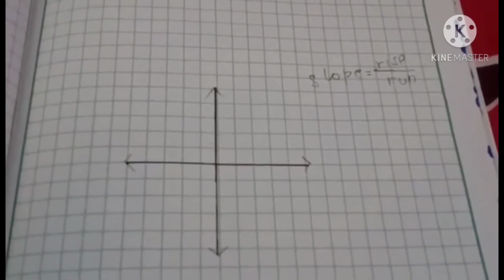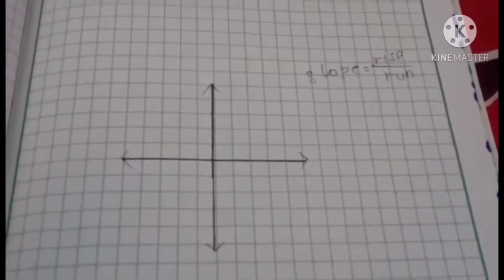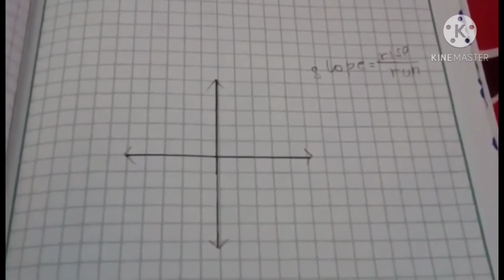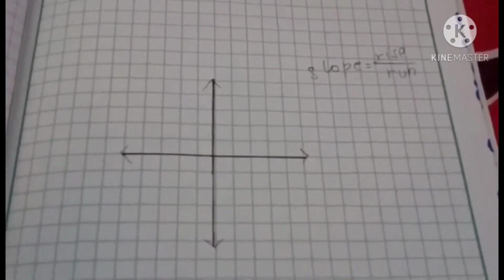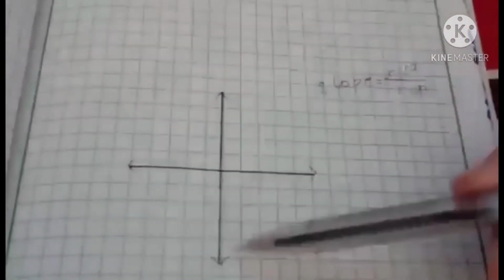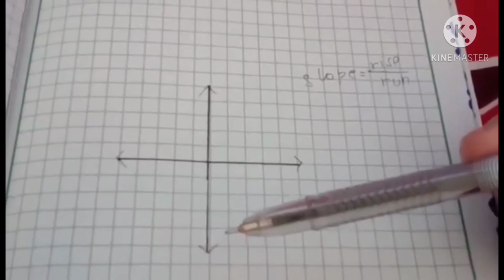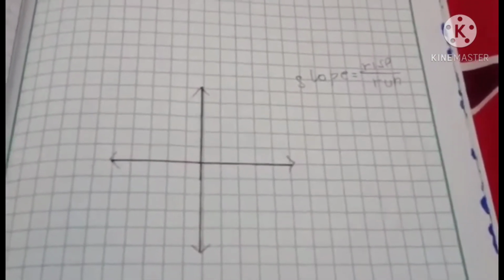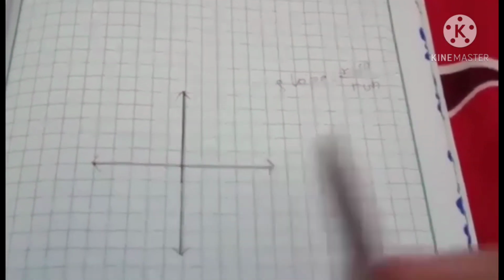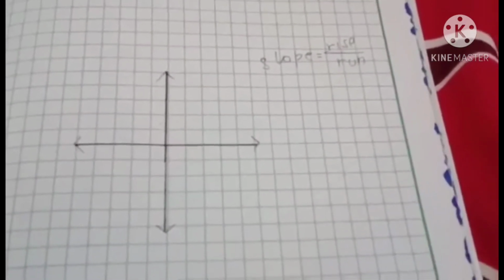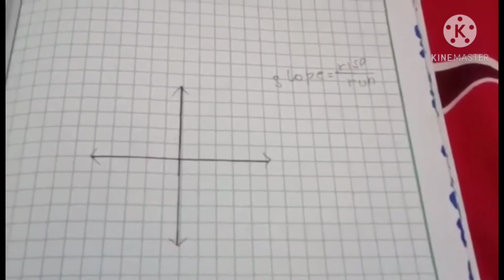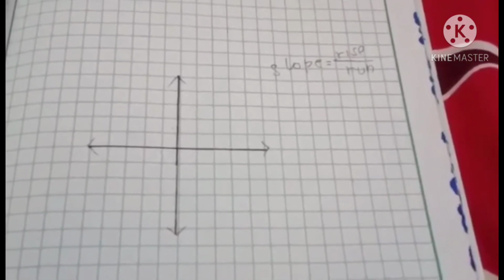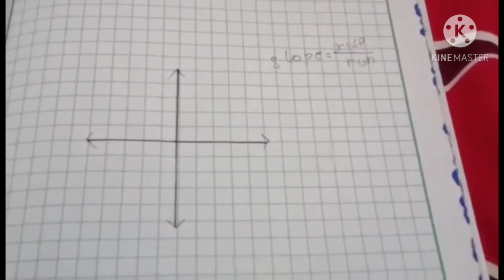So slope equals rise over run. What that means is your rise is the change in the y value, so up and down. Here that's the rise. Run is coming across on the x value here. So slope equals rise over run. Here, if you have a graph with lines, that's what we'll use to find the slope.